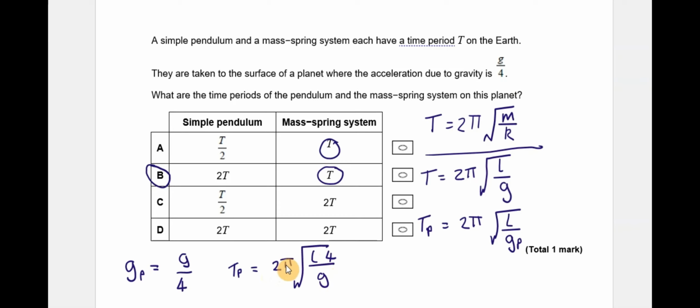Now if we look at this, the 2π root L over g is just the same as my original T. So I can rewrite this now as the time period on the planet is equal to the time period on Earth multiplied by the square root of 4, or the time period on the planet is equal to 2T. So one of these two lines is correct. The only line with both answers correct is B.